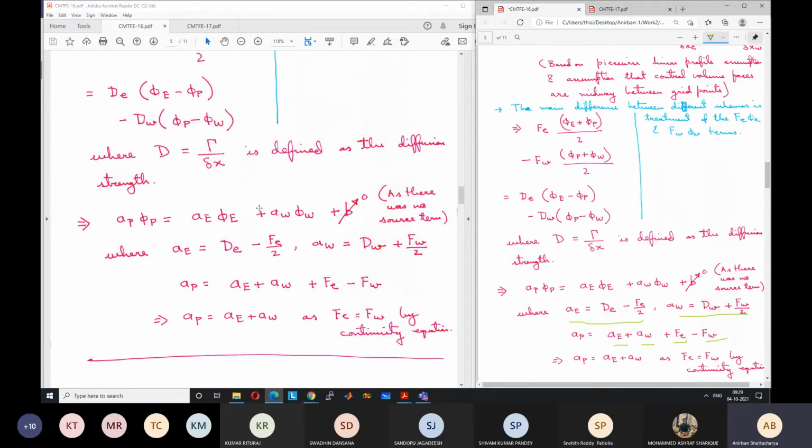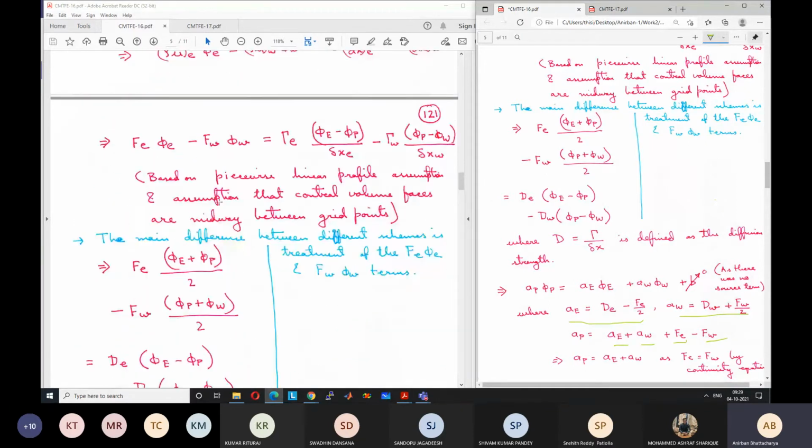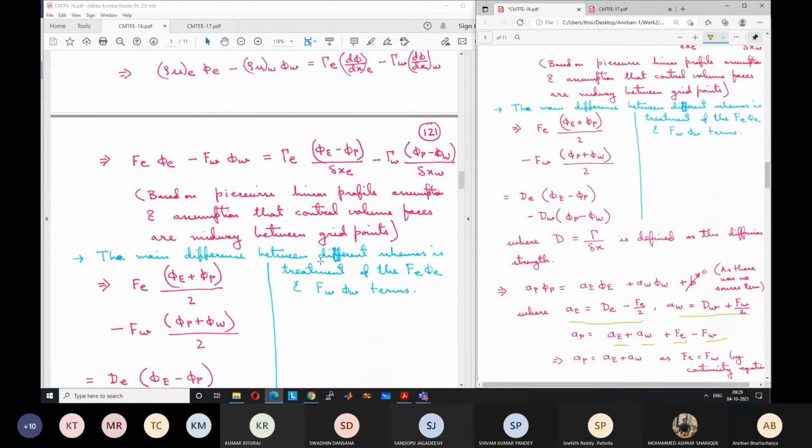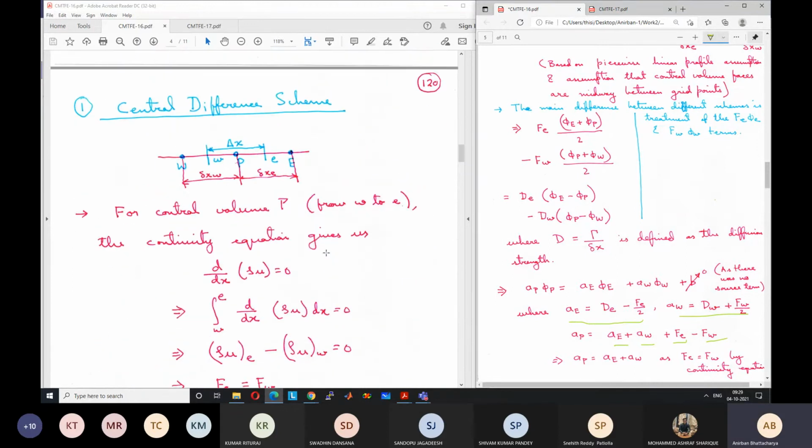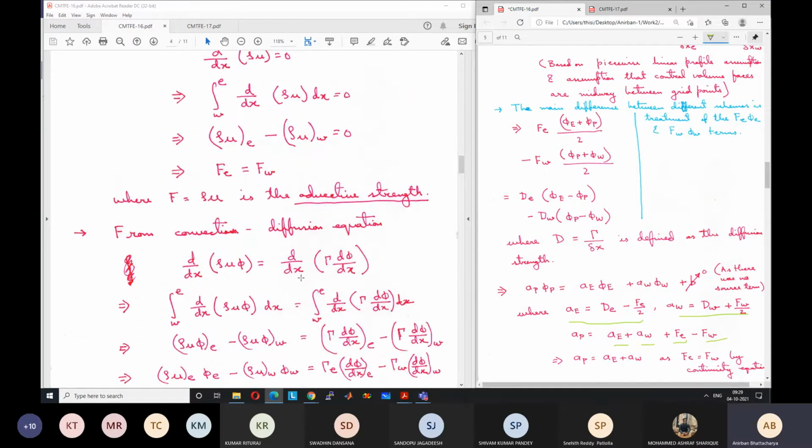So this scheme is known as the central differencing scheme because we are taking this linear mean for interpolating the phi values, that is, for interpolating the effect of advective strength at the interfaces. Any questions?